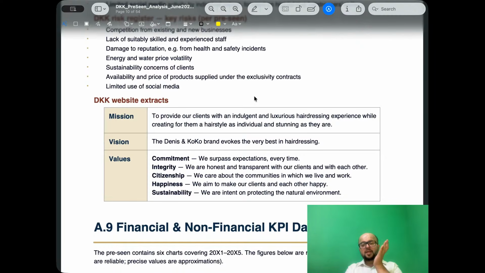My God, who talks such nonsense? Of course, businesses do this kind of nonsense. But by the way, if you look at this mission statement, it's a very long mission statement.